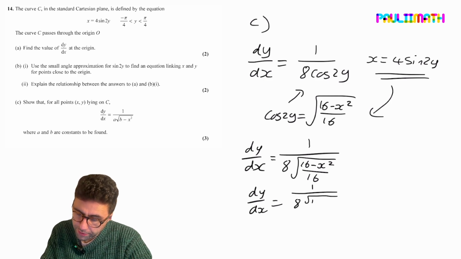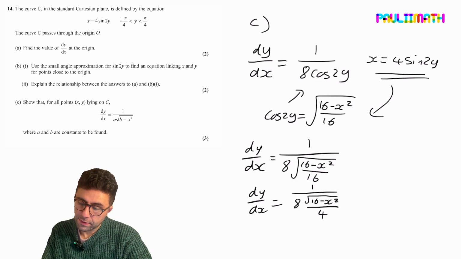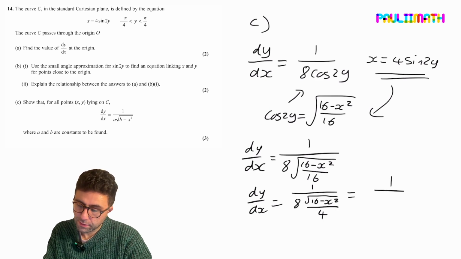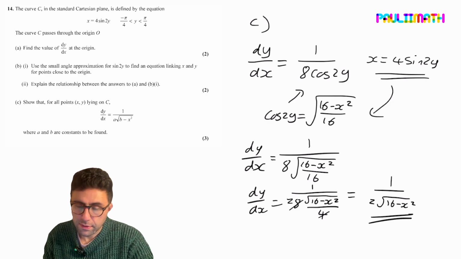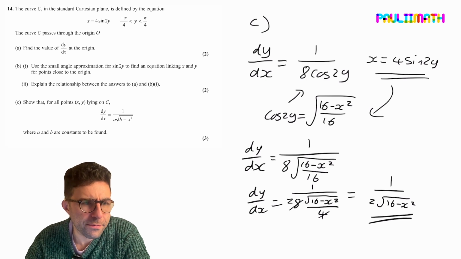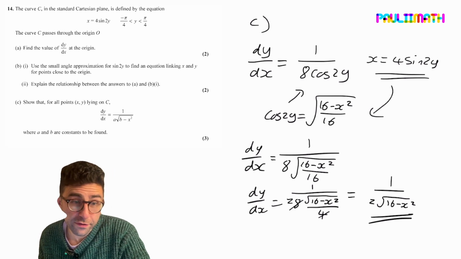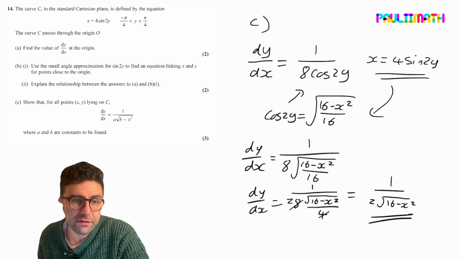Root of the top and root of the bottom, well, root of 16 is 4. And then we can mix it with that 8. 8 over 4 goes to 2 root 16 minus x squared. I would call that quite the answer. So we've shown that for all the points the derivative is 1 over a times root of b minus x squared.